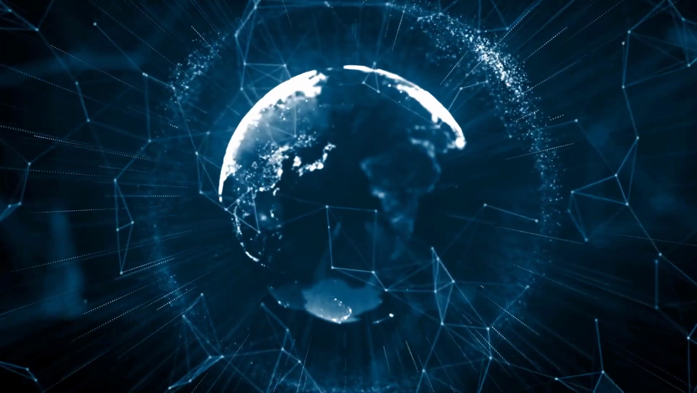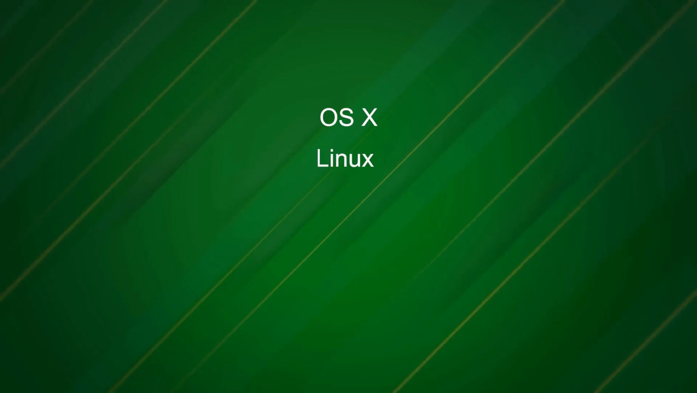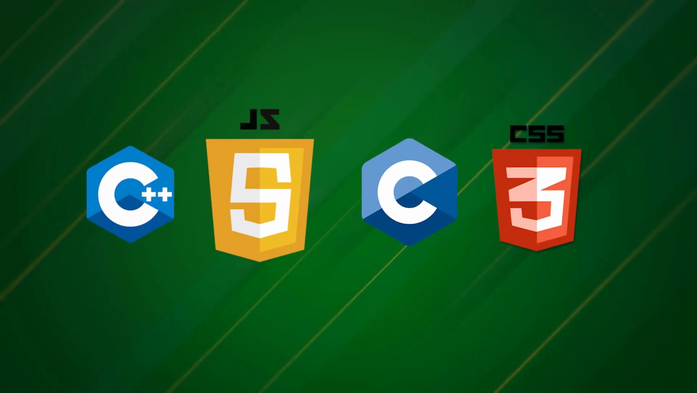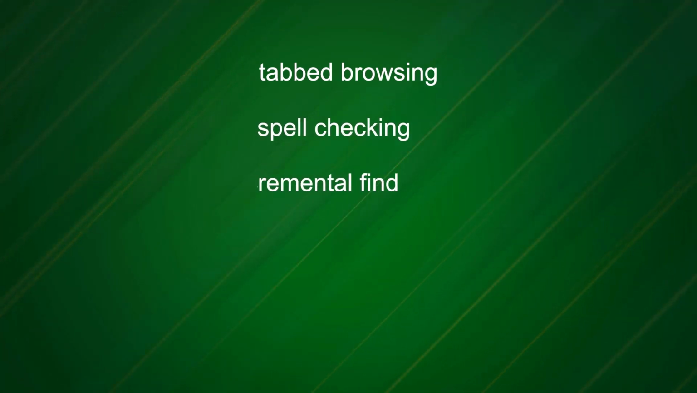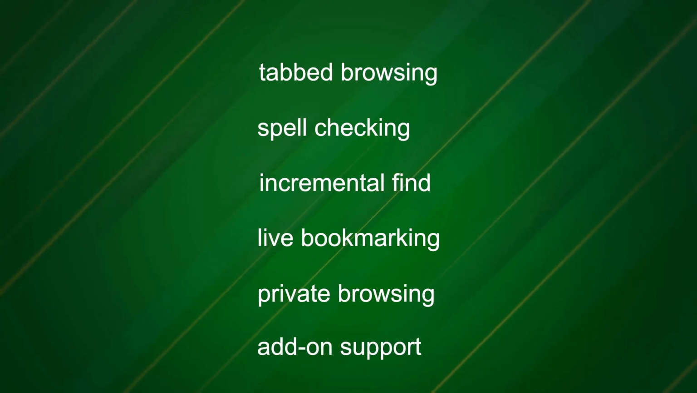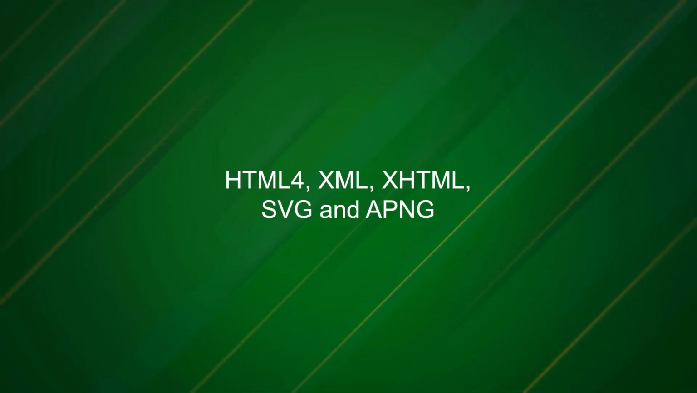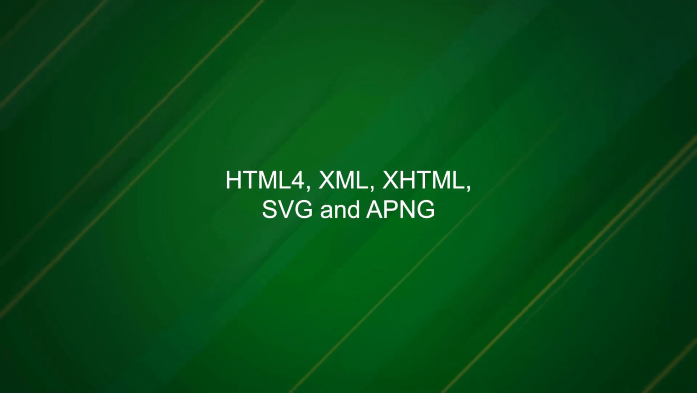Firefox is also open source and available for major operating systems including OS X, Linux, Solaris, Windows, Android, etc. It is written majorly in C++, JavaScript, C, CSS, SQL, and XML. Features supported by Firefox include tabbed browsing, spell checking, incremental find, live bookmarking, private browsing, and add-on support which allows easy integration of many features. Apart from these, it supports many standards including HTML4, XML, XHTML, SVG, and APNG, etc.